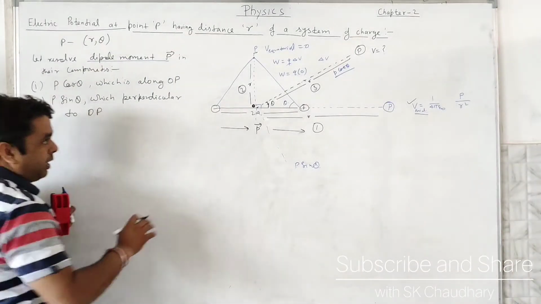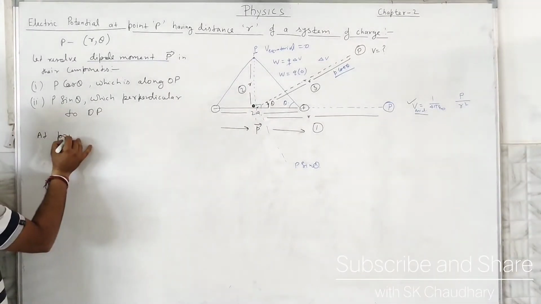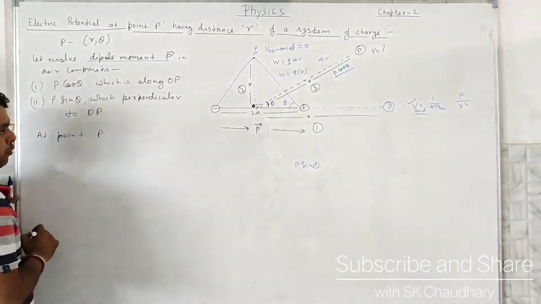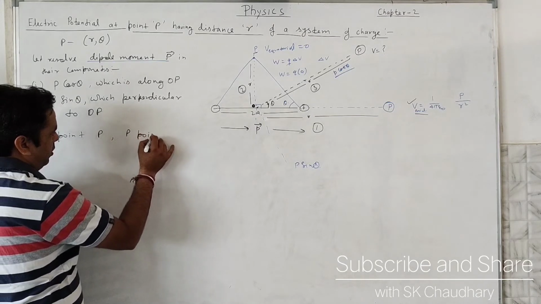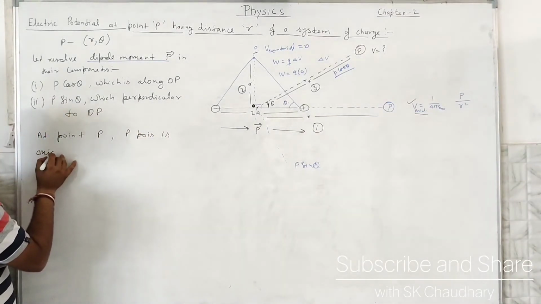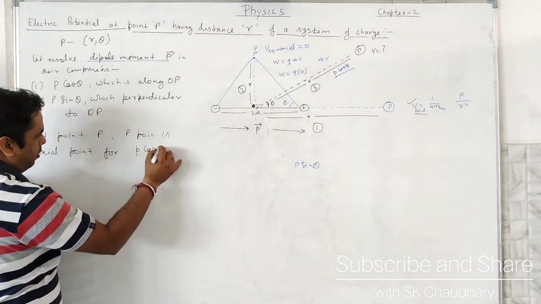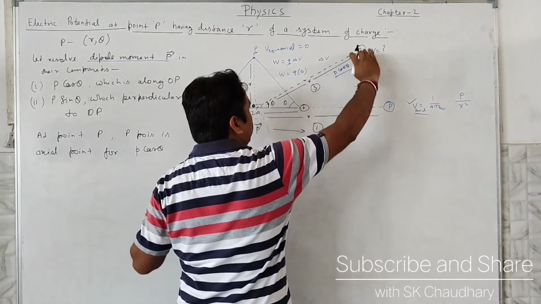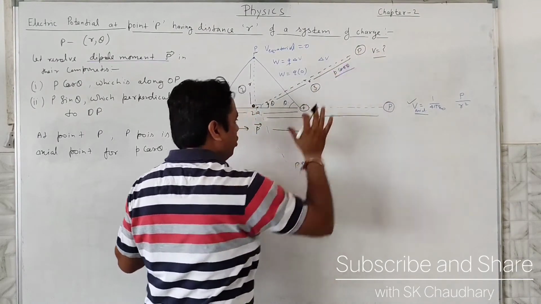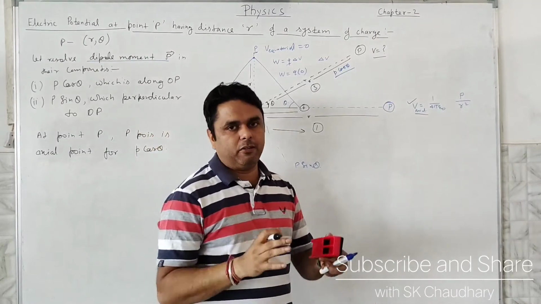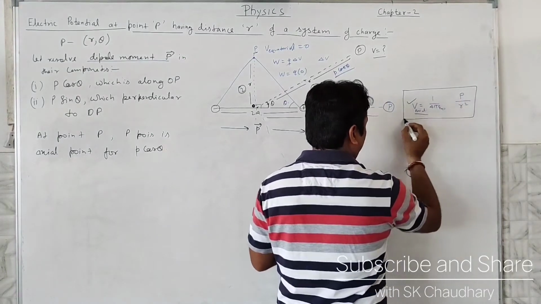Then we will see what will be the electric potential at point P. The point P is an axial point for P cos theta. You can see that P cos theta is also going along OP, and the point P is along the line where we want to calculate the electric potential. So both are axial, and we know the value of the axial potential formula.